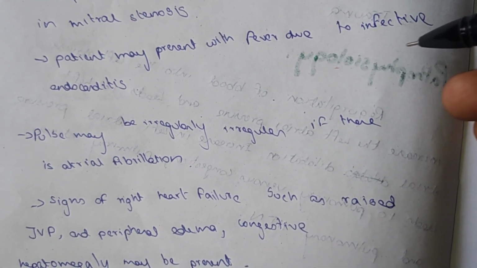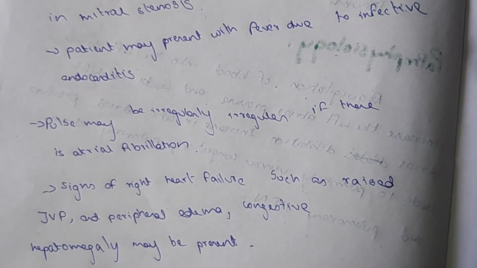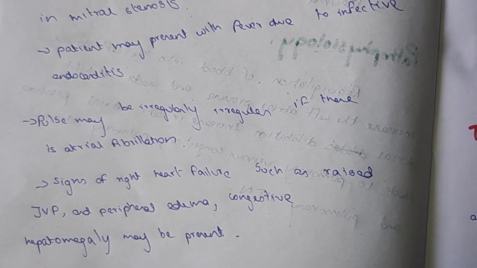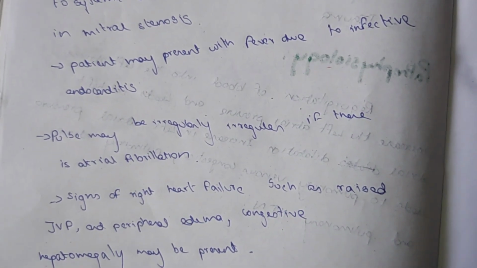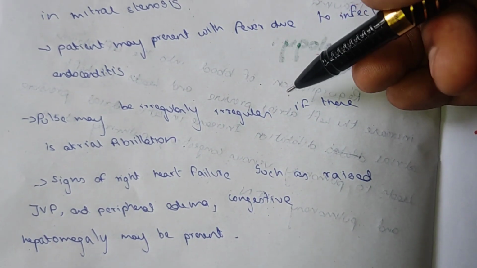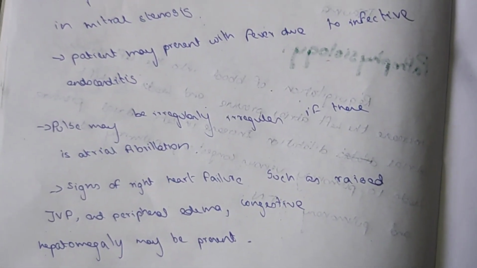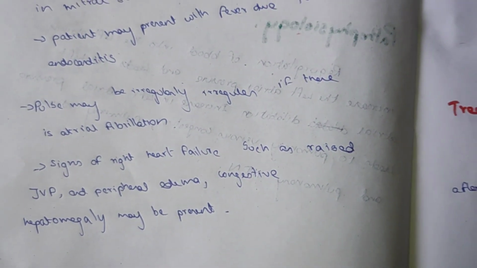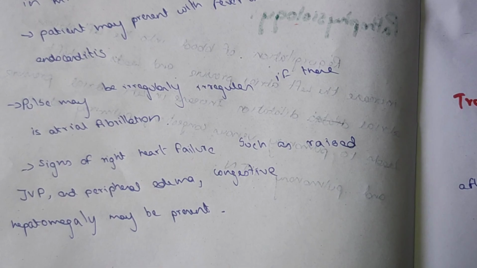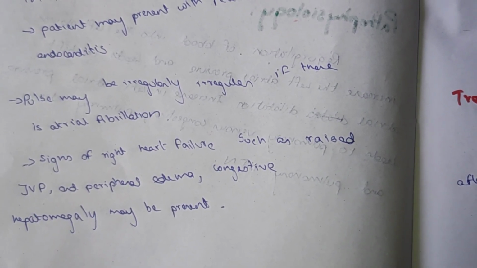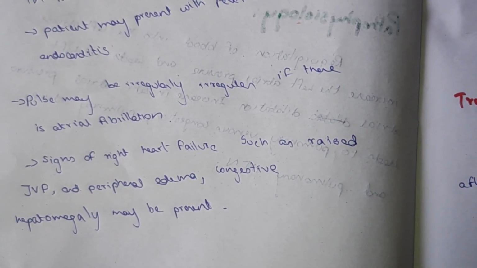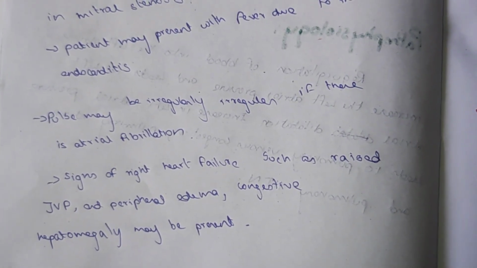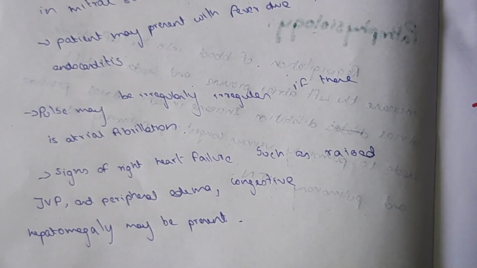Patient may present with fever when the cause is infective endocarditis. The pulse may be irregular. The signs of right heart failure can be noted, like increased jugular venous pressure, JVP, peripheral edema, and congestive hepatomegaly may be present. These are the clinical features of mitral regurgitation.